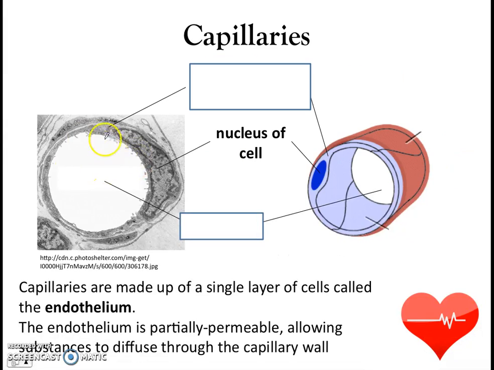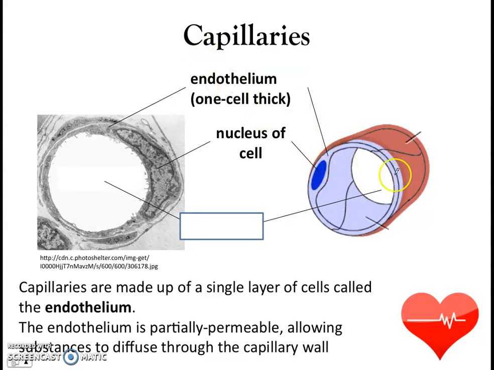So here's our capillary and a diagram of it. Let's label it. Okay, here is the wall of the capillary. We call it the endothelium, and it's only one cell thick. Okay, and here of course is the lumen of the capillary. So capillaries are made up of a single layer of cells called the endothelium. Now this endothelium is partially permeable. Okay, so it allows substances to diffuse through the capillary wall. So substances can diffuse out of the capillary and diffuse into the capillary. And that's really important because the function of capillaries, if you recall, is to exchange substances with the body cells.